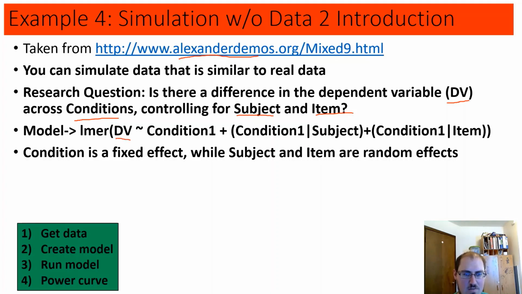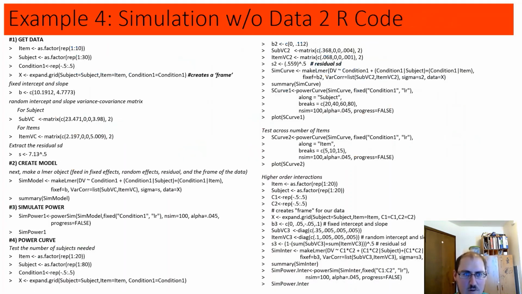Dependent variable as a function of condition, which is a fixed effect, and then subject and item being random effects. So once again, we'll get data, create model, run model, and power curve. This is the R code, so there's a lot going on here, but we'll have to create our own data first, do modeling, simulate, and then a lot of work doing here on our power curve.